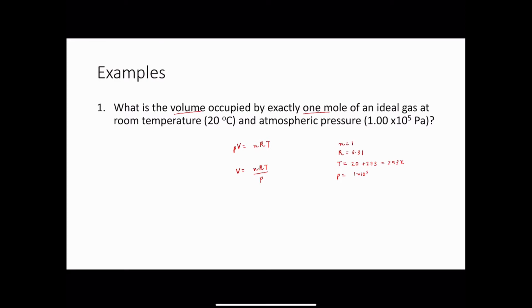So subbing those numbers in, I'm going to get that volume is equal to 1 times 8.31 times 293 over 1 times 10 to the 5. That's going to give me an answer of 0.0243, which I'm going to round to 3 sig figs because that's what matches the rest of my questions, which is going to be equal to 2.43 times 10 to the minus 2 meters cubed.